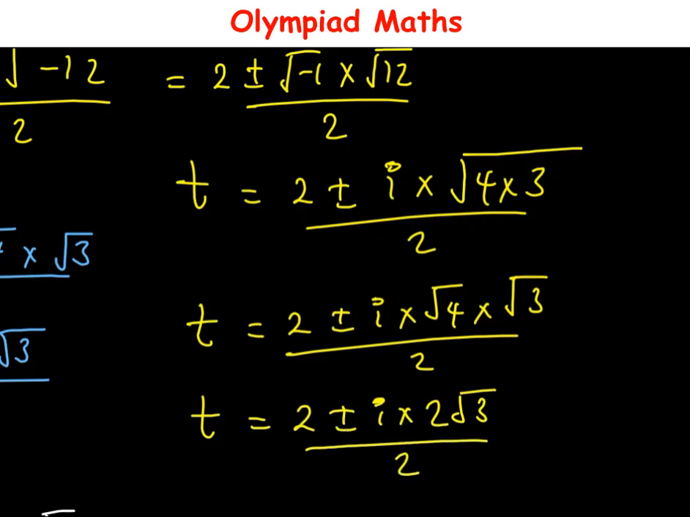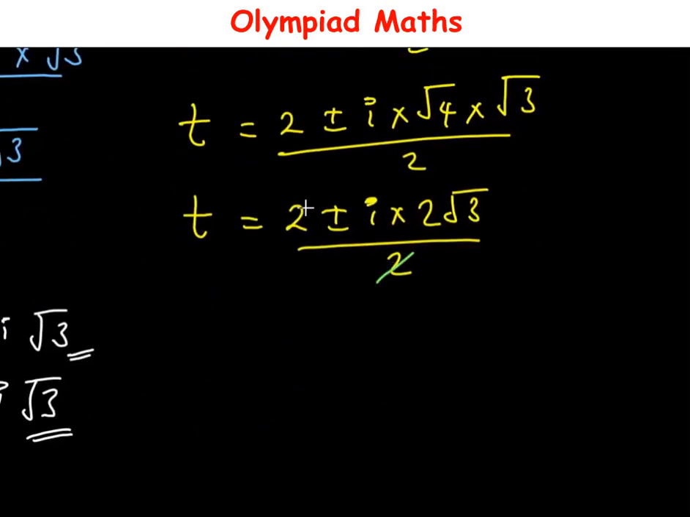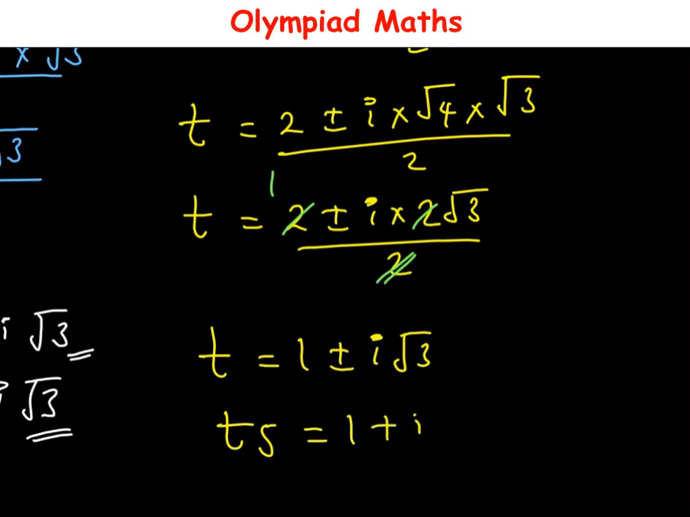all over 2. So then 2 we divide 2, we have 1. 2 also divide this 2, we have 1. Okay, the value of t is equal to 1 plus or minus i times root 3. And with this, the value of t5 equals 1 plus i root 3. And the value of t6 equals 1 minus i times root 3.